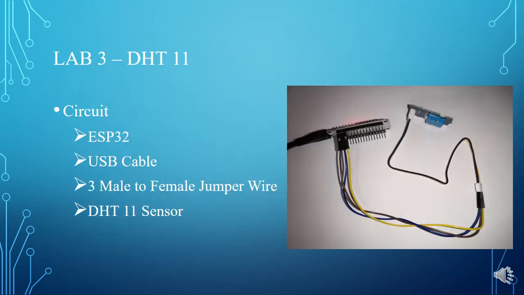The next project in lab 3 is the DHT11 sensor. The circuit needed is an ESP32, USB cable, 3 male to female jumper wires, and the DHT11 sensor. The figure below is the circuit for the project.